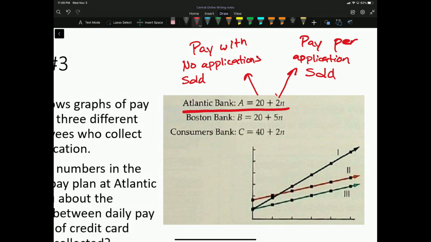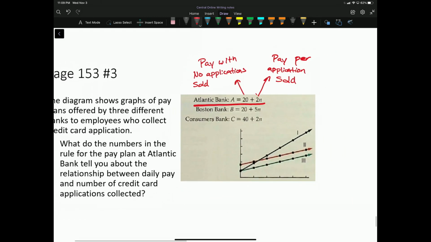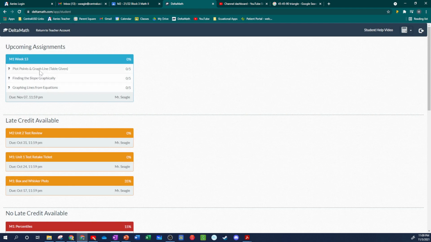All right. From here, I want you to work on Delta Math. If you go over to Delta Math, let me go ahead and pull it up really quick. Got some practice. I added a couple things. We did this one from yesterday, so I added 2 more groups. We want to find the slope graphically, and we want to graph lines from equations. We're getting a little bit of practice.